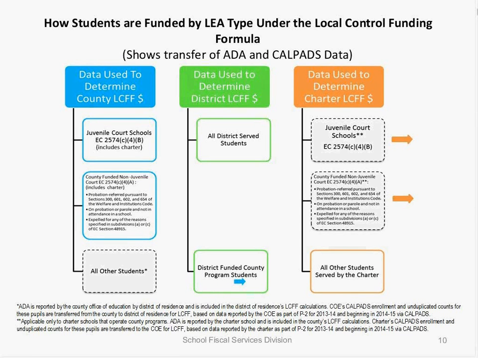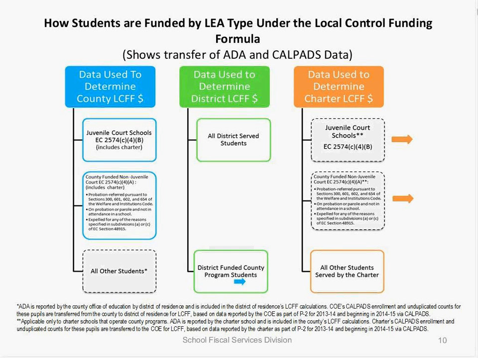Now, moving to the data used to determine district LCFF funding in the green column, the first box is the students that are served and reported by the district. These students stay where they are for funding purposes. The second box under the district column is the students that were provided instruction by the county, but the funding flows to the district. We assume districts and county offices have had conversations about how the county offices will be compensated for this instruction. The last column in orange reflects the students that are served by a charter school.